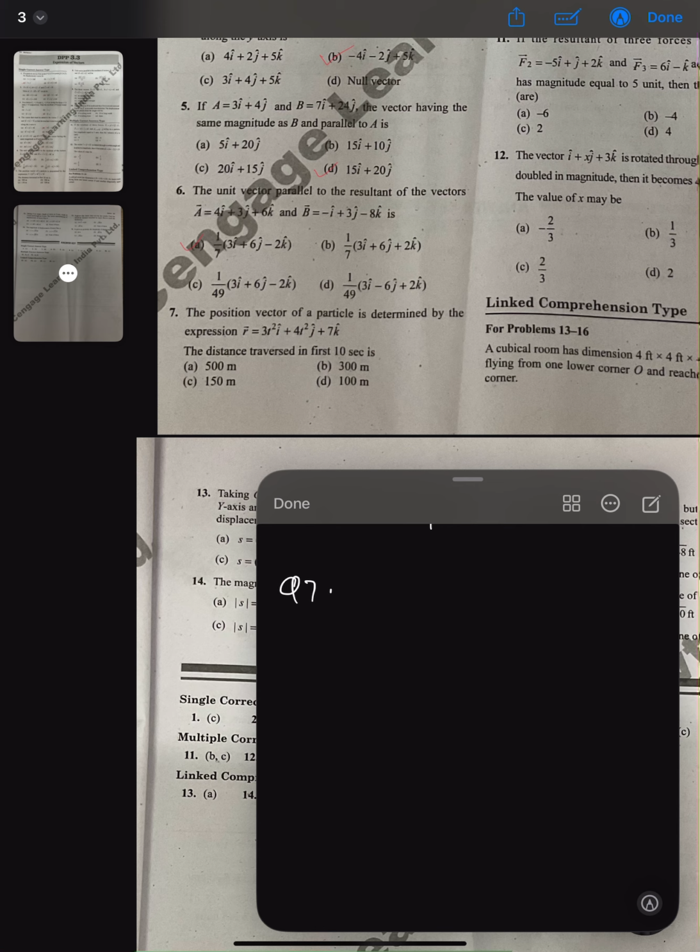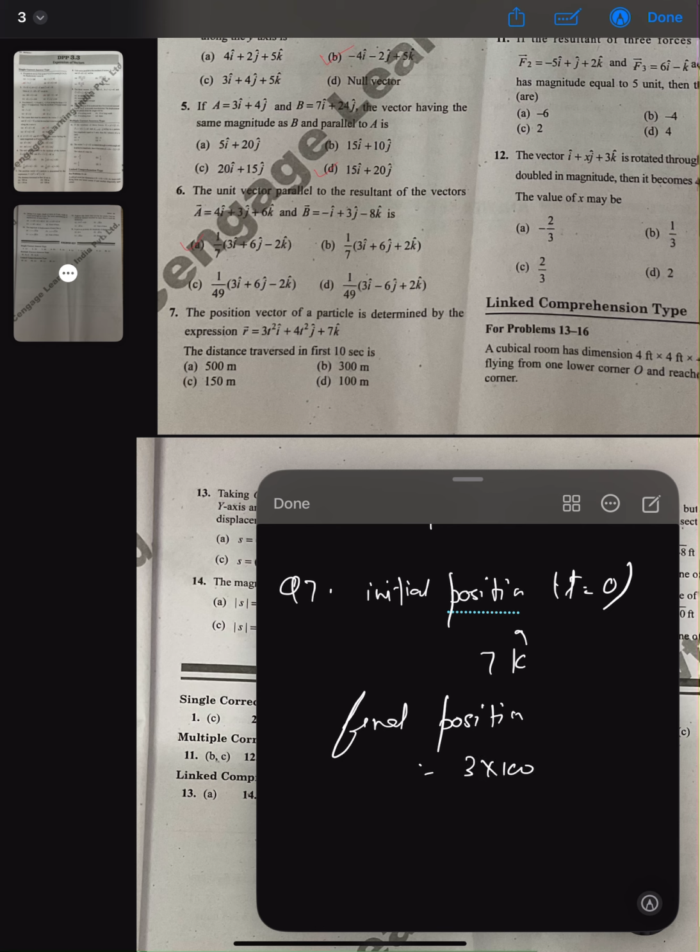So position at 10 seconds will be... first find the initial position. Initial position, that is when t is equal to 0. If you put the value 0 in t, it will be 7k cap only. And the final position will be 3 into 100 i cap plus 4 into 100 j cap plus 7k cap.